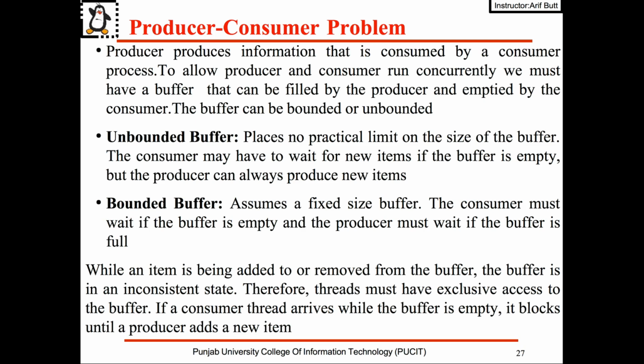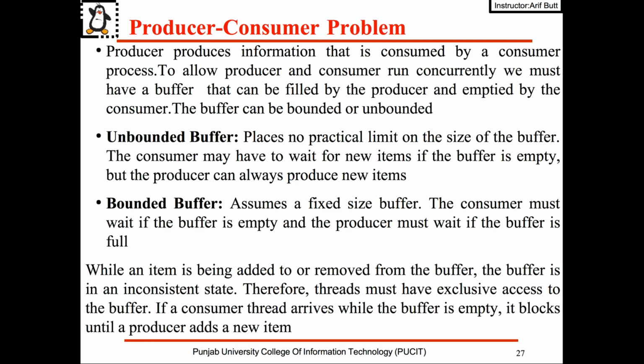To allow producer and consumer to run concurrently, we must have a buffer that can be filled by the producer and emptied by the consumer, and that buffer can be bounded or unbounded. An unbounded buffer places no practical limit on the size of the buffer. The consumer may have to wait for new items if the buffer is empty, but the producer can always produce new items.